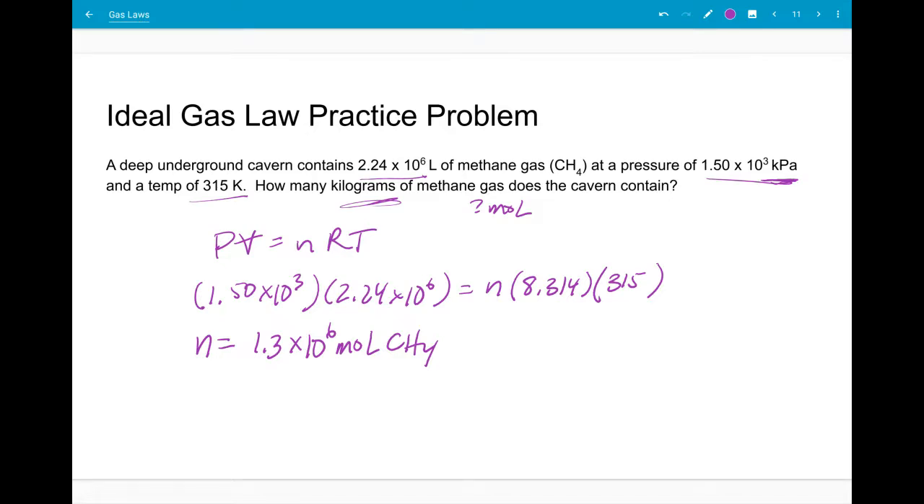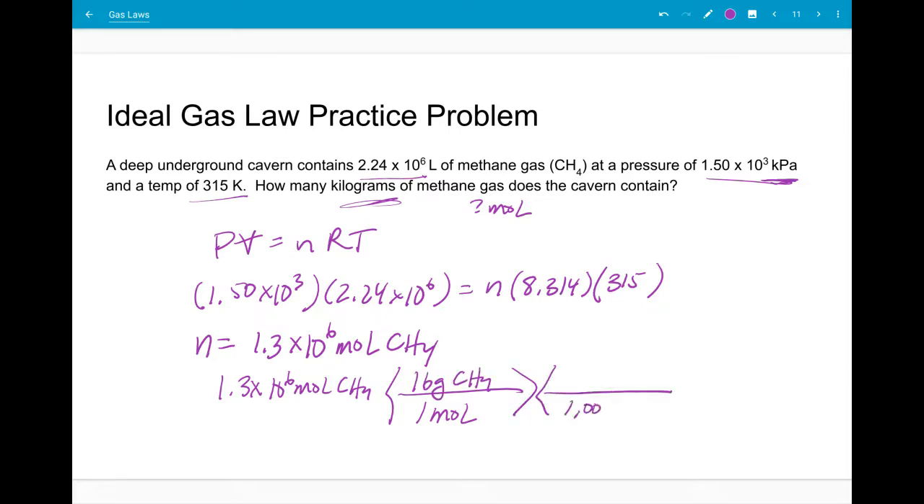And so now we're going to take that 1.3 times 10 to the 6 moles of CH4. We're going to convert that to grams using our molecular weight. Okay. And then we're going to convert from grams to kilograms. And it's still going to be a pretty large number. I want to say it's 2.0 times 10 to the 4th kilograms of CH4.